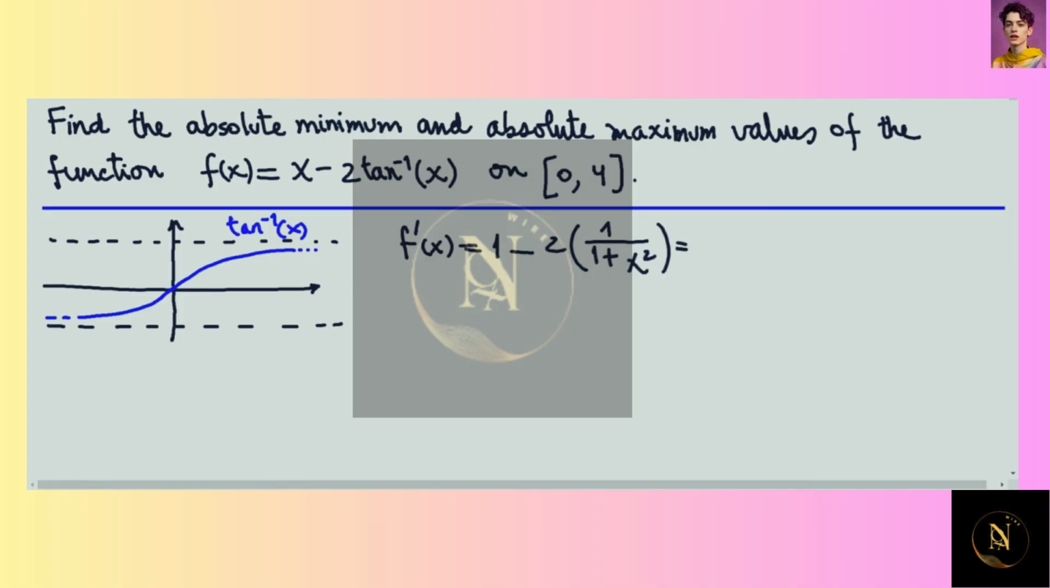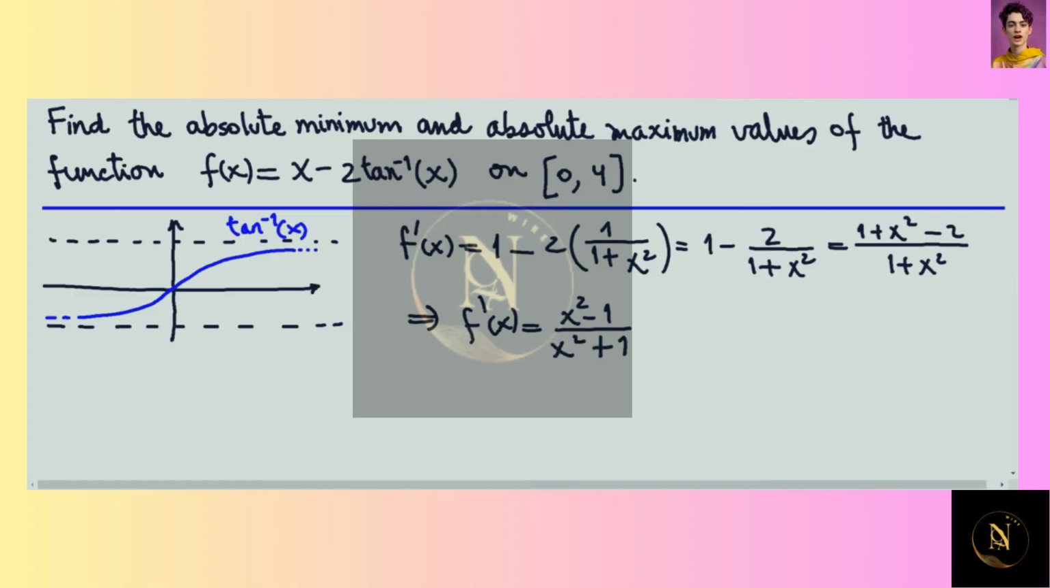So this is equal to 1 minus 2 over 1 plus x squared, and that's equal to, with 1 plus x squared as a common denominator, in the numerator we have 1 plus x squared minus 2. So the first derivative of f is equal to x squared minus 1 over x squared plus 1.